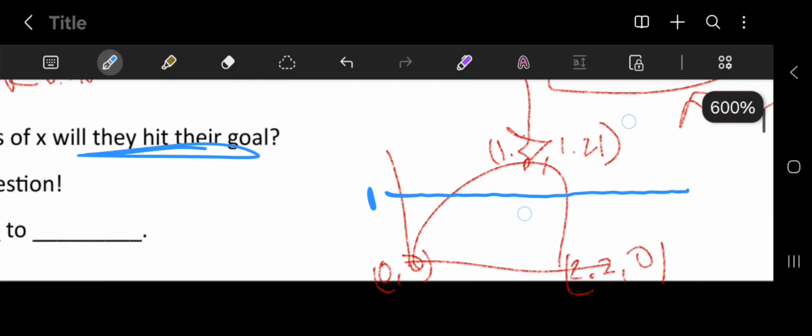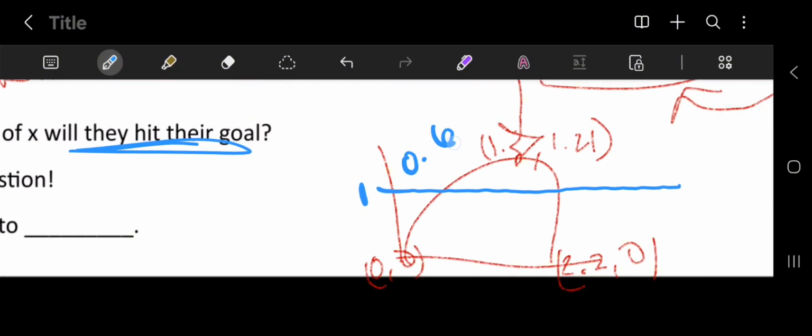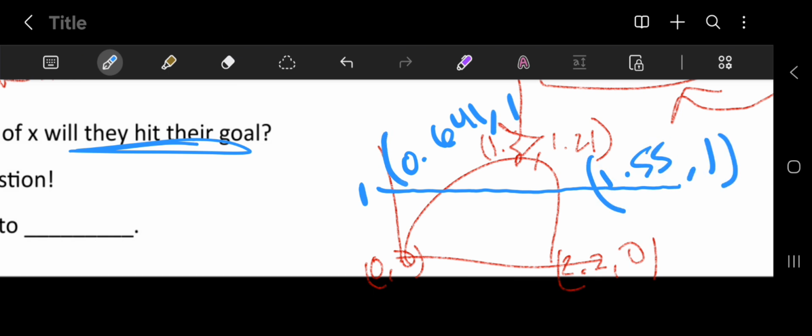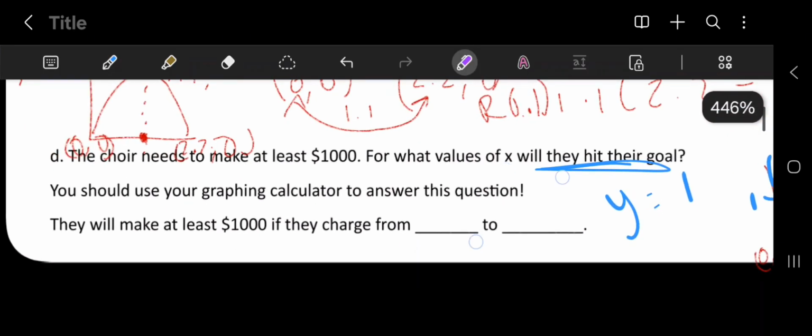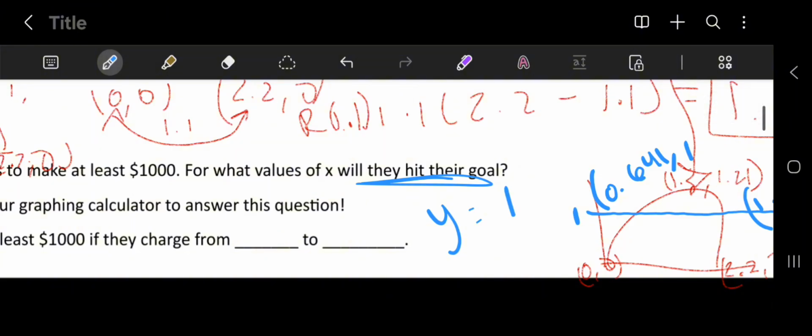I actually did plug this into my calculator, and I got 0.641 and 1.55. Yeah, that's what I got. Obviously it has a Y value of 1 because we made this line Y is equal to 1, so really all we care about is our X values here. That just means they will make at least $1,000 if they charge anywhere from $0.64 to $1.55.